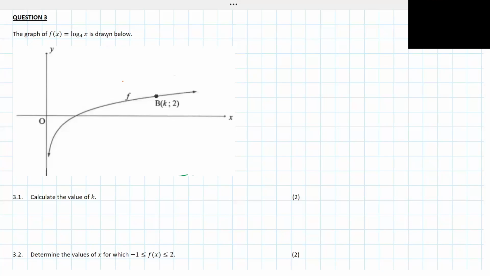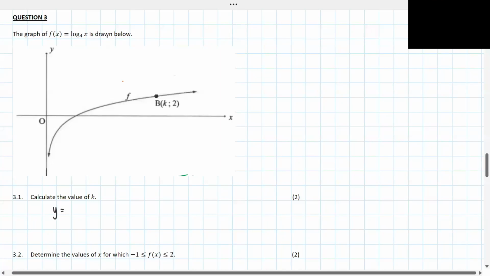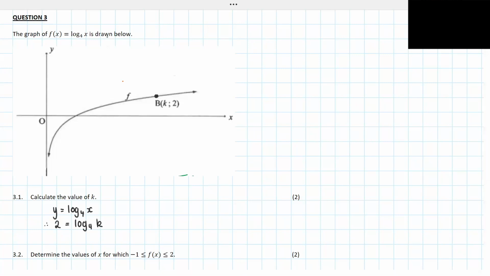Now, again, because it's a coordinate, similarly to what we did earlier, all you do is substitute in. So y is equal to log base 4 of x. y is 2 once we substitute in. x is k. And so now we can convert to exponential form in order to figure out what k is. So I'm going to give you like a minute. Determine for me the value of k.